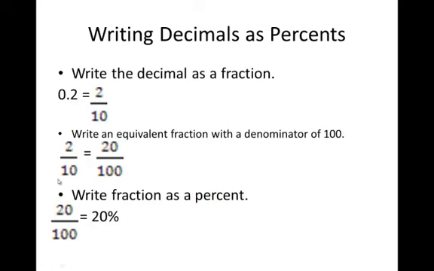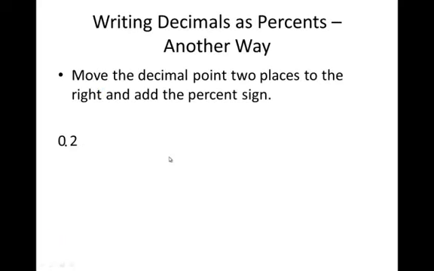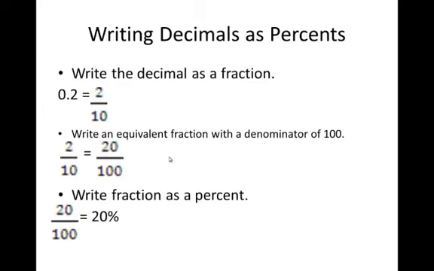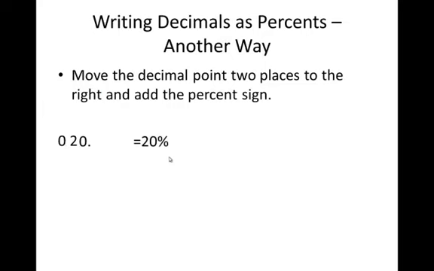And this was easy to do because 10 times 10 is 100, so we multiplied the top by 10. 2 times 10 would be 20. This was kind of easier because of how it was. Okay, another way to do this is move the decimal 2 places to the right and add the percent sign. So 0.2, we would just go 1, 2, and it would end up becoming 20%. So we get the same answer we did there, just a slightly different way.